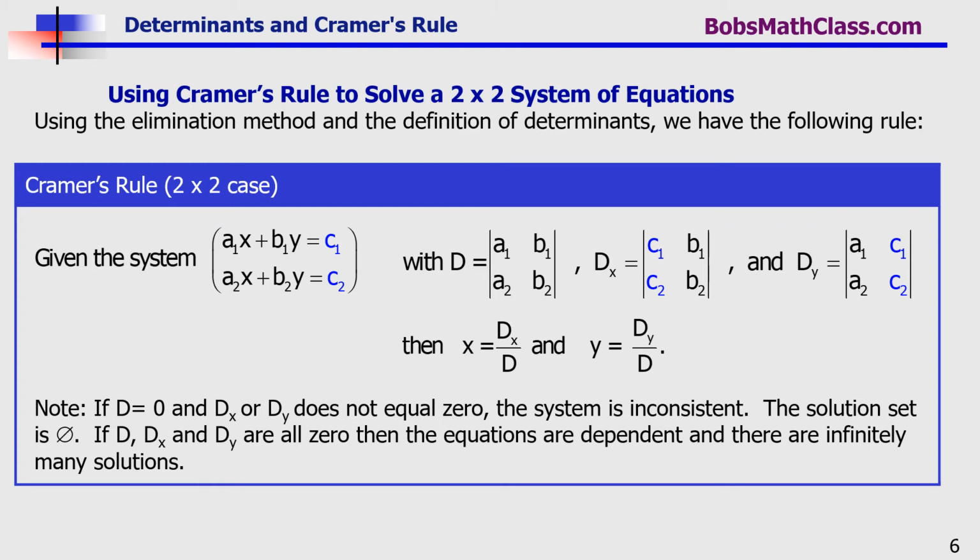So if we have a system, this is for a 2 by 2, and I noticed that we used subscripts. They're just so that you could tell which letter is different from another. So A1x plus B1y equals C1. A1, B1, and C1 are just numbers. And then we have A2x plus B2y equals C2. We're going to calculate 3 determinants. The first determinant we'll call D, and it's the coefficients of the x and y. So I'm reading by columns, A1, A2, and B1, B2.